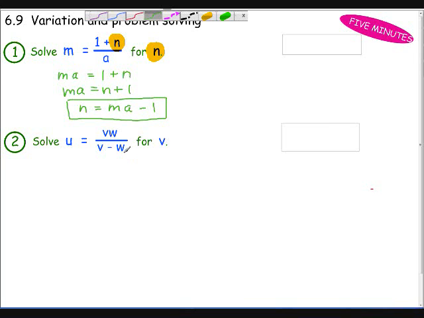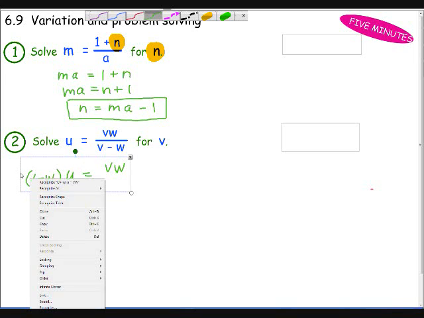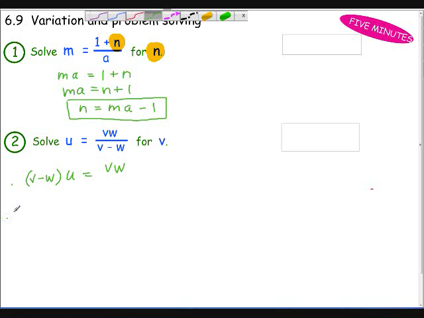This one asked me to do it for v. This is tricky because I have v here and I have v here. Oh my goodness. I'm going to have to do something rather tricky, I think, because I want to get v all by itself. Okay, so u equals v over v minus w. Well, maybe an interim step I could take would be to multiply both sides by v minus w. It seems like that might not be the right way to go, because now I'm getting the v on both sides. But I'll do it anyway.